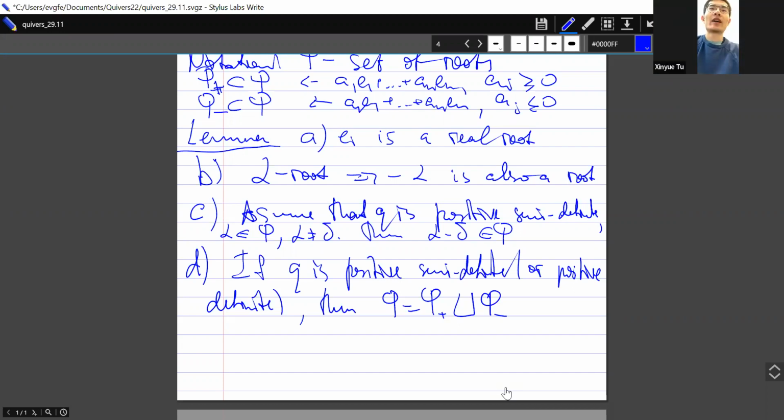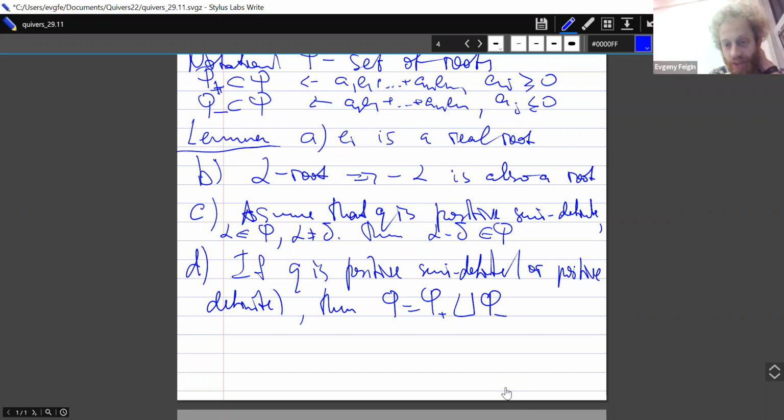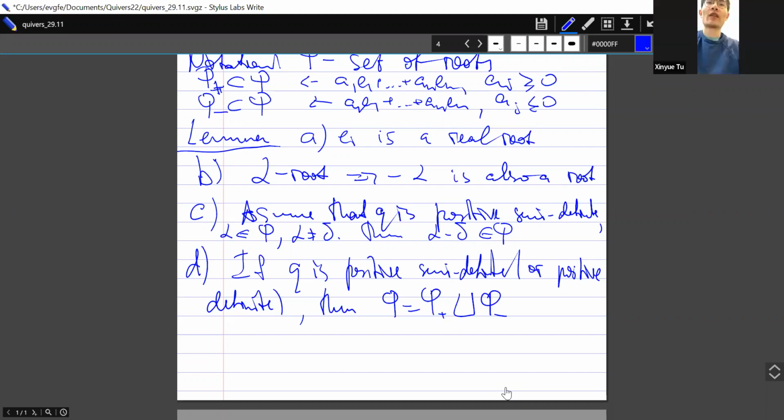Sorry, I want to ask what our quiver is in this lemma? Well, if we do part A and part B, we have no assumption on the quiver. And in part C, we assume that Q is Euclidean. So Q is positive semi-definite. And the same assumption is used in part D. Okay, thank you. Welcome.